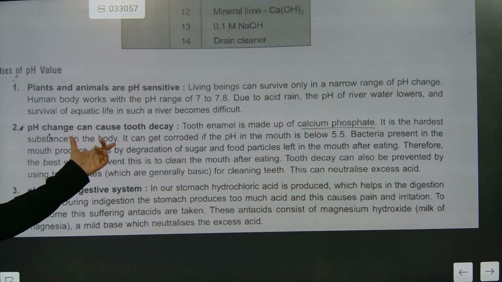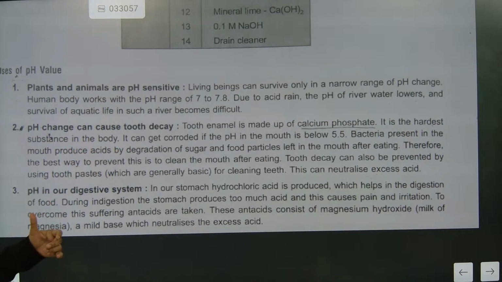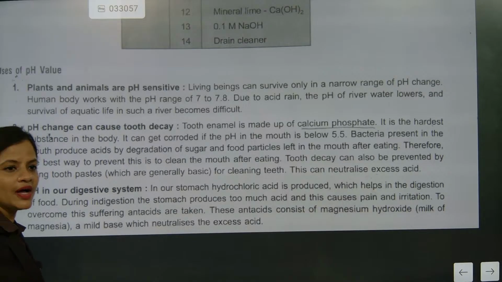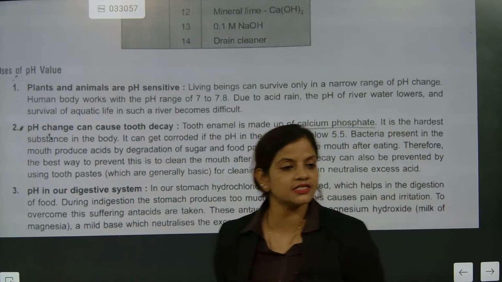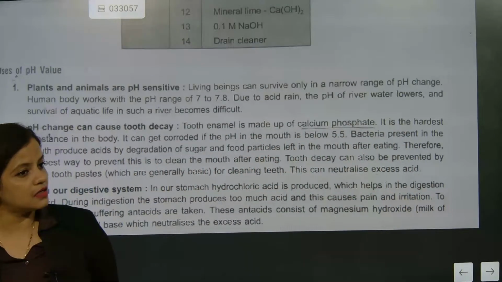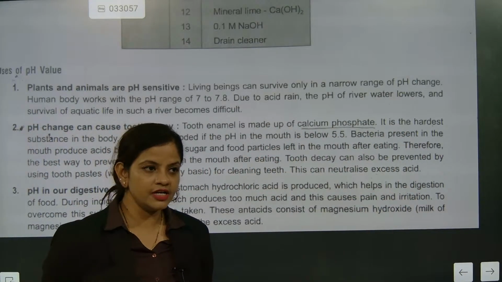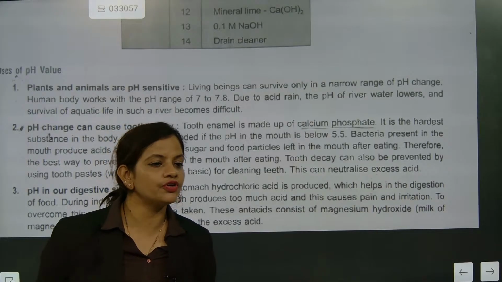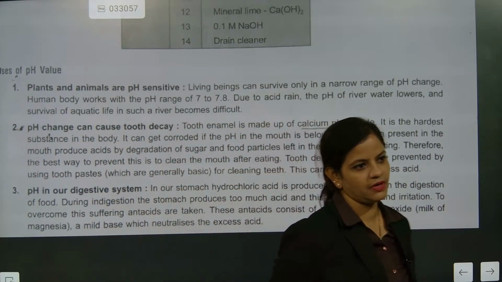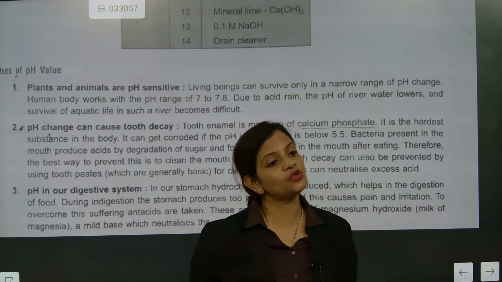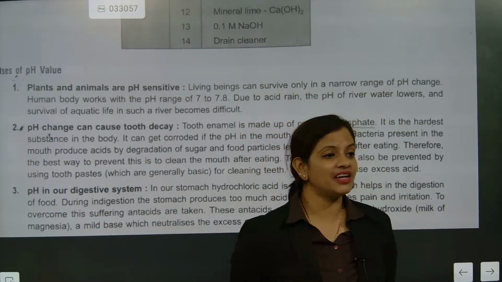Now look at it, pH change can cause tooth decay. pH in our digestive system also. So when these questions come, will you be able to answer? Why are we taking antacids? Understood or not? HCl in stomach is neutralized when the acidic level increases, when acidity increases. Base means you have to add acid. That time we take lemon.